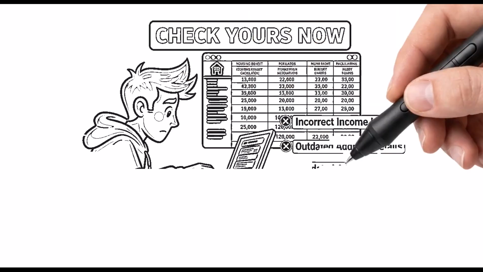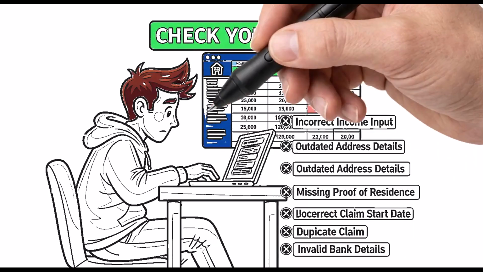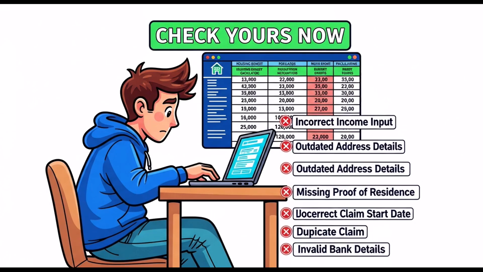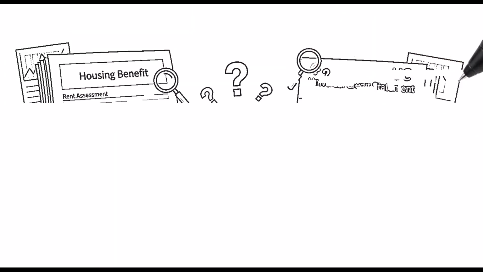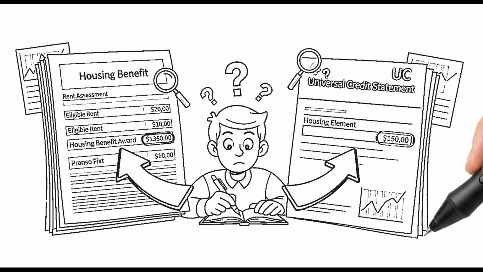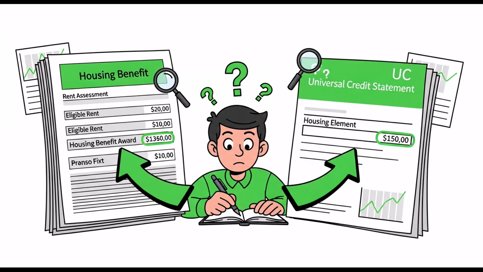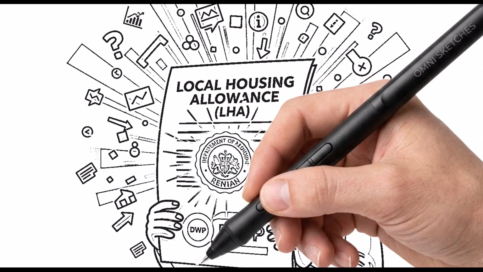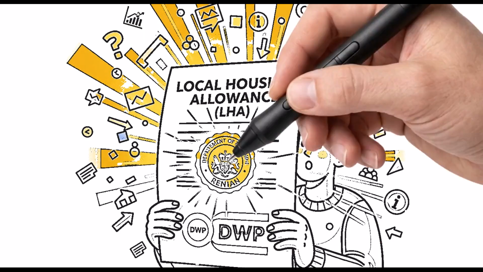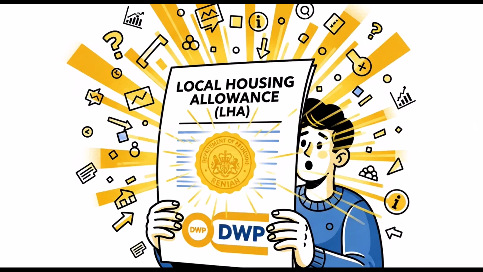This video is going to show you exactly why your housing benefit or UC housing element might be wrong and exactly how to check and correct it today. By the time this video ends, you will know every major reason why your housing support could be calculated incorrectly and what to do about each one immediately. Let us start with the single most important thing you need to understand about how your housing support is calculated, because most renters have this completely wrong.